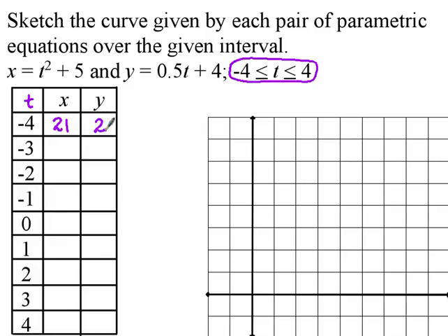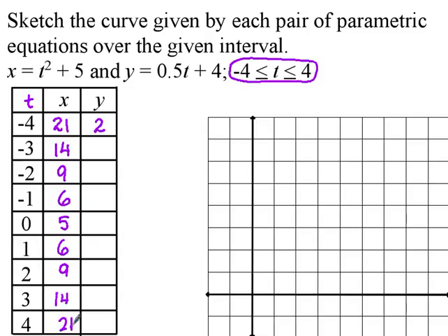Okay, now we're going to sub in -3. So if we sub in -3, what do we get? 14. So what we could do is, if you wanted, we could just go through and do all the x's first. So what would -2 be? 9, 6, 5. Okay, so you obviously notice that it does repeat a little bit. The reason why it repeats on that one is because it was squared.